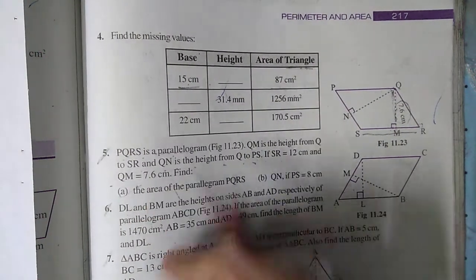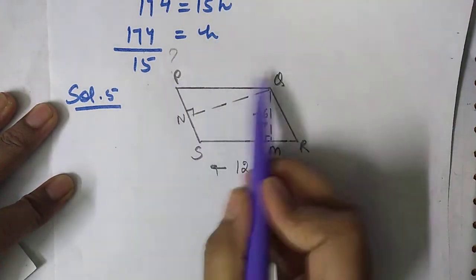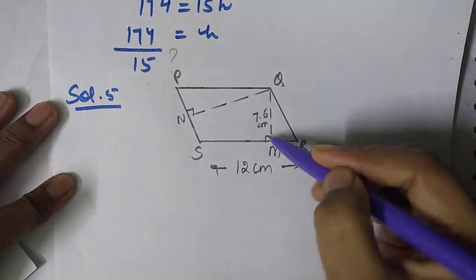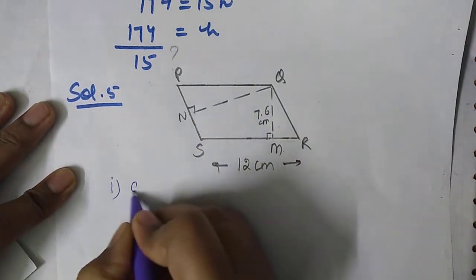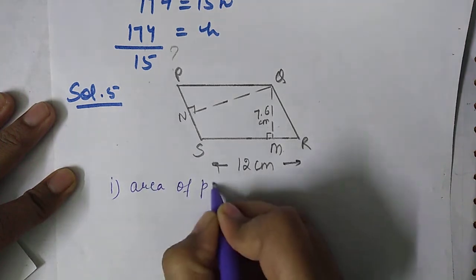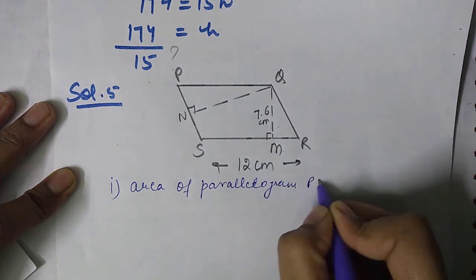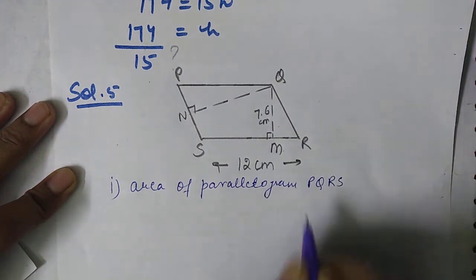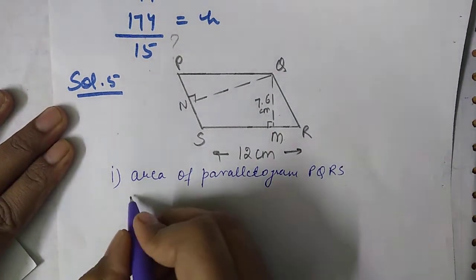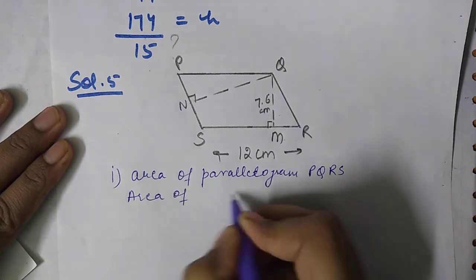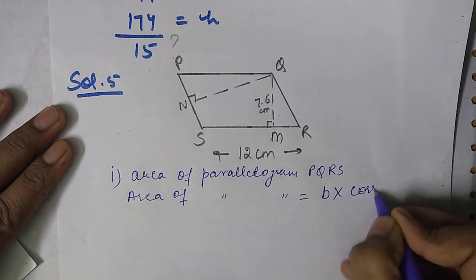So let us do the first part. Student, in this figure PQRS is a parallelogram. These are two heights, and this 12 centimeter is given. First we have to find the area of parallelogram PQRS. We know that the area of a parallelogram is base into height. First I will write the formula: area of parallelogram PQRS is equal to base into corresponding height.